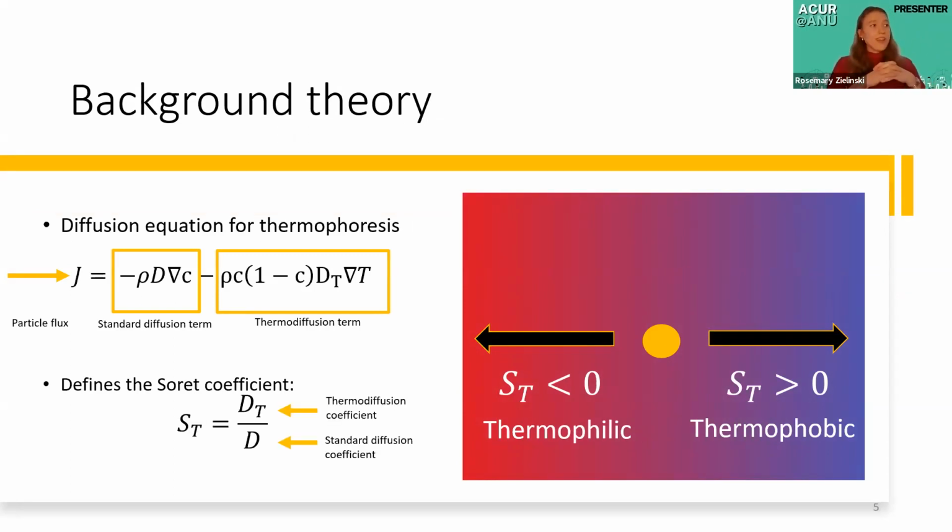Now, it's important because it defines the magnitude and direction of the particle behavior. So in particular, if we have a Soret coefficient less than 0, this corresponds to thermophilic behavior, so the particles like to be on the hot side, and if it's greater than 0, it corresponds to thermophobic behavior, so the particles like to be outside.